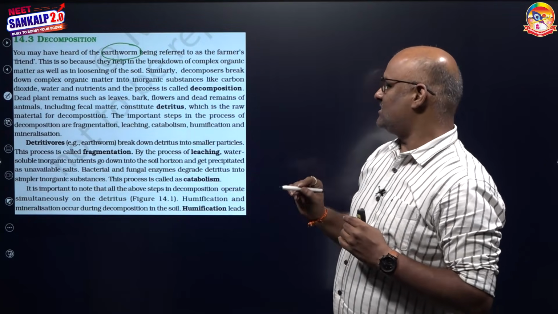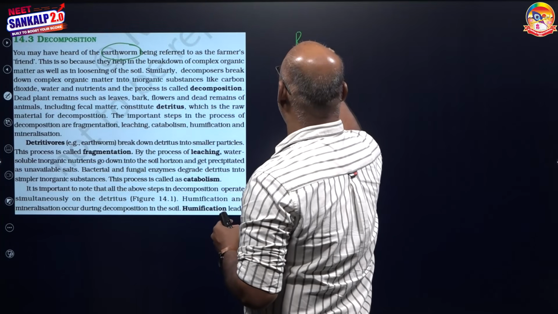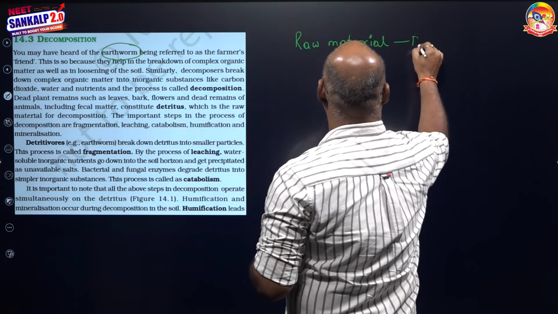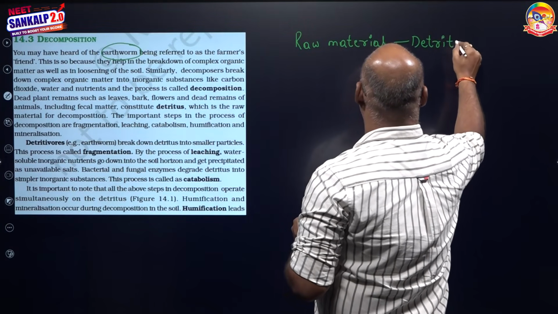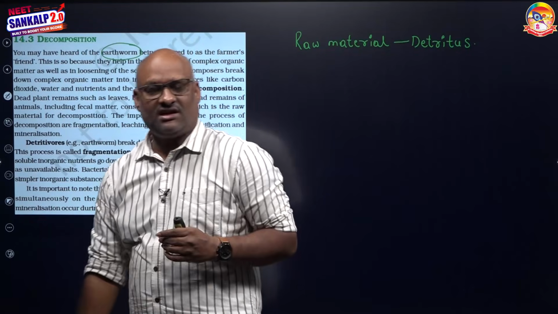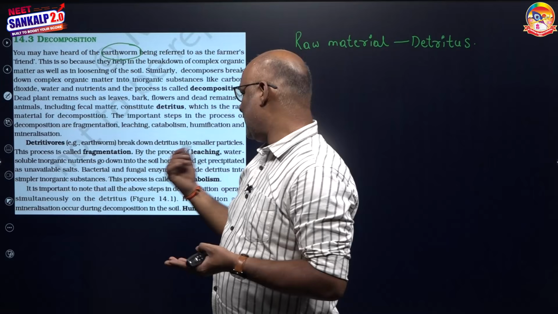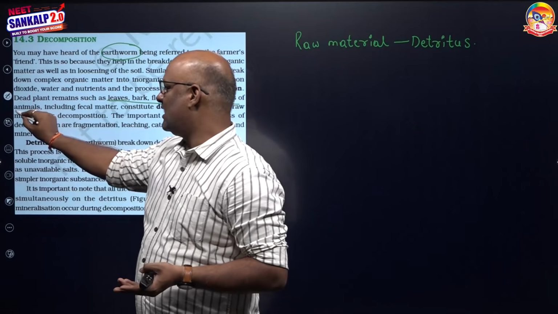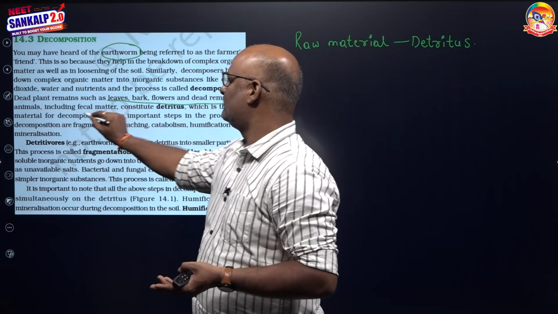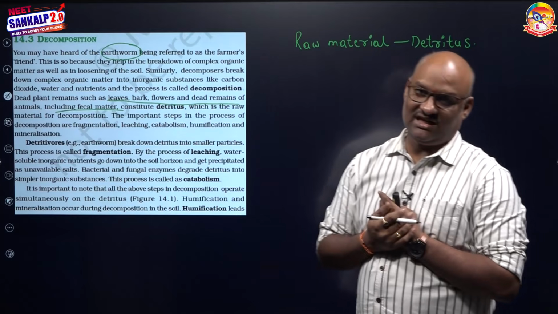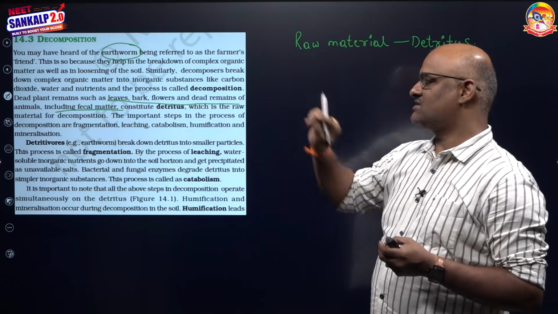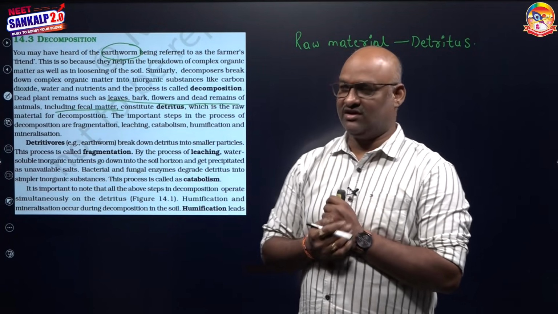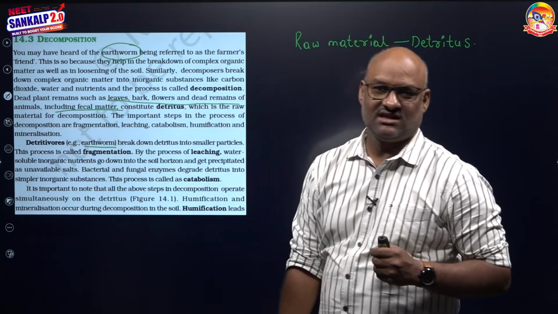Now, what is the raw material for decomposition? The raw material for decomposition is called detritus. This detritus can be plant matter or animal matter. For example, leaves, bark, flowers and dead remains of animals, including fecal matter, constitute the detritus. The organisms which feed on the detritus are called detritivores. The first organisms which feed on the detritus, for example earthworms and some mites, are called detritivores.